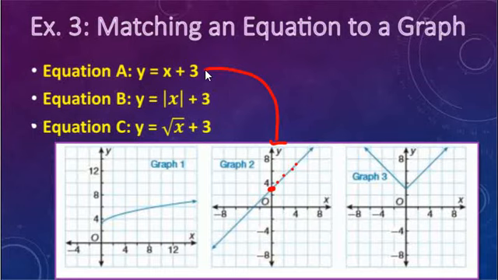Equation B, for this one, absolute value. So whatever number I put in for x, my y is always going to be a positive number. I could put a negative 4 in, and it will give me 4 plus 3, which is 7. Negative 4, 7 would be here, so this would have to be graph 3. And equation C has to be graph 1, because your radicand here, whatever x is, has to be positive. It cannot be less than 0. And the only one that has numbers greater than or equal to 0 is right here on the x-axis. So this is 0, so that one has to be graph 1.